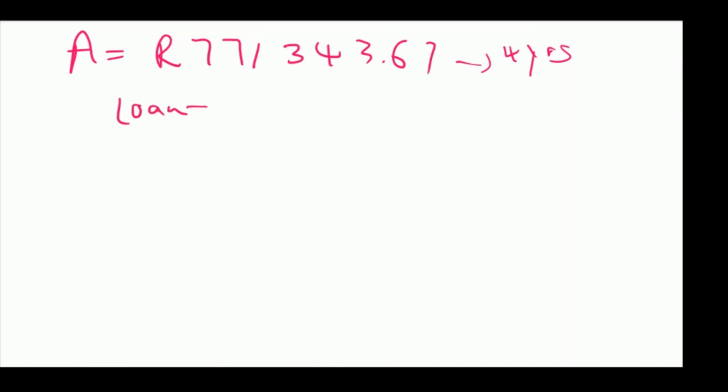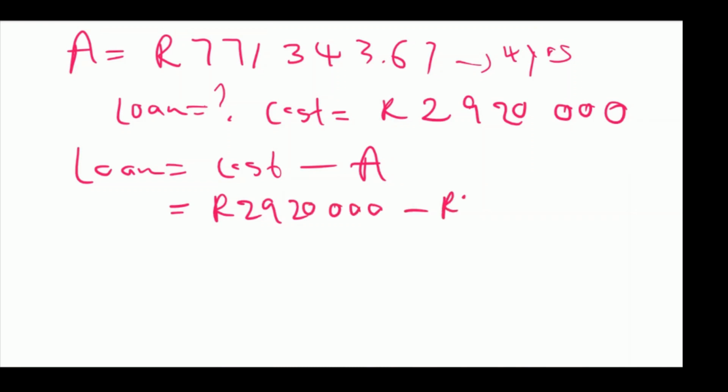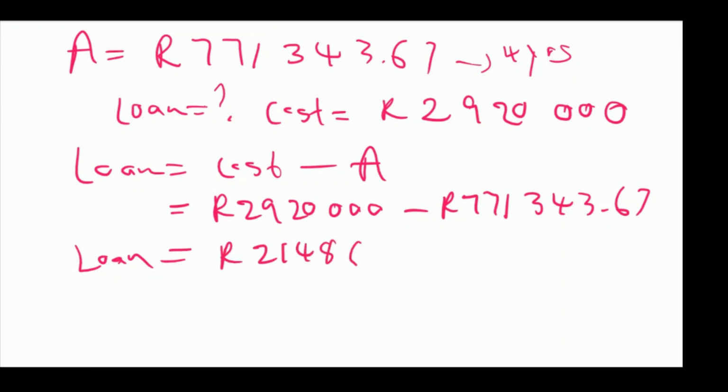So to find the value of the loan, we first need to identify the cost of the house, which equals 2,920,000 rand, right? So the loan will be equal to the cost of the house minus the investment that he accumulated. So it's going to be 2,920,000 rand minus 771,343.67. So the loan that he got from the bank is going to be 2,148,656.334. So this is the loan that he'll get from the bank.